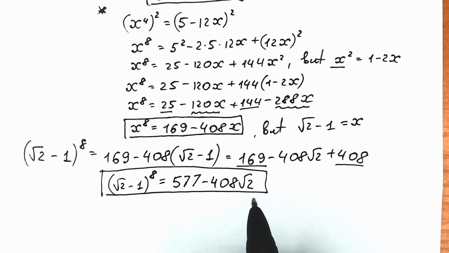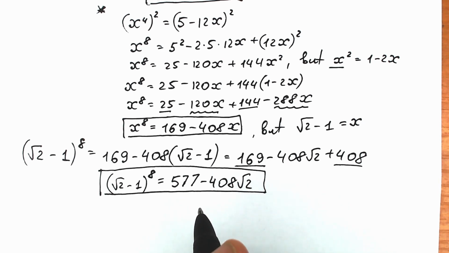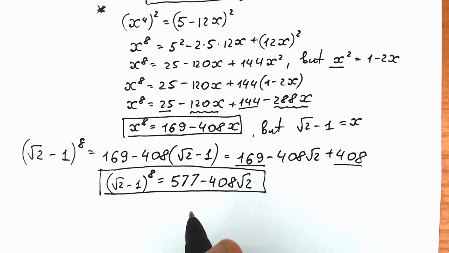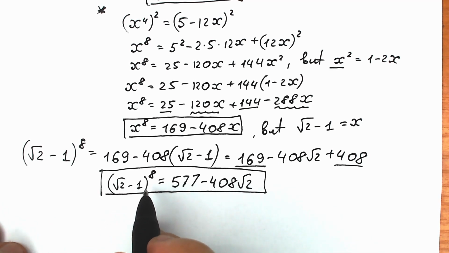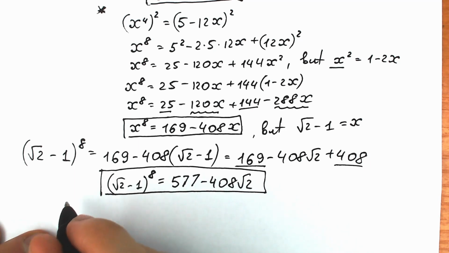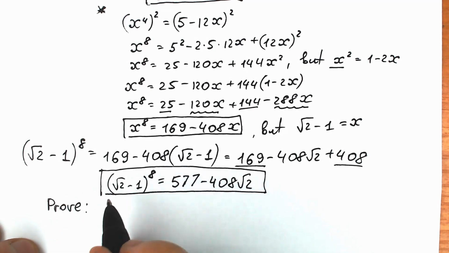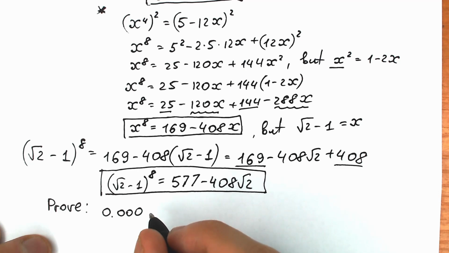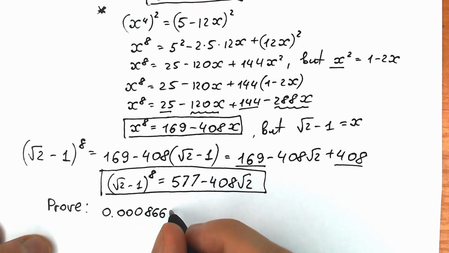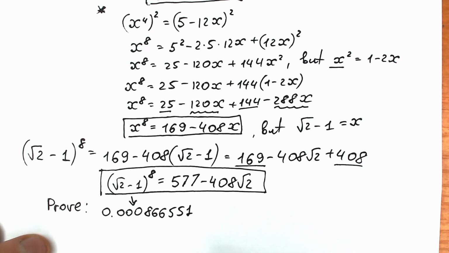But after finding this value, I was checking this answer on my calculator. I was wondering about the correct answer. And when I raised this square root of 2 minus 1 to the 8th power, my calculator gave me 0. So right now let's write it as a proof. We have it here as a proof. My calculator gave me 0, and right now we have 3 zeros: 1, 2, 3. We have 866, 866, and 5, 5, 1. This is our square root of 2 minus 1 to the 8th power.